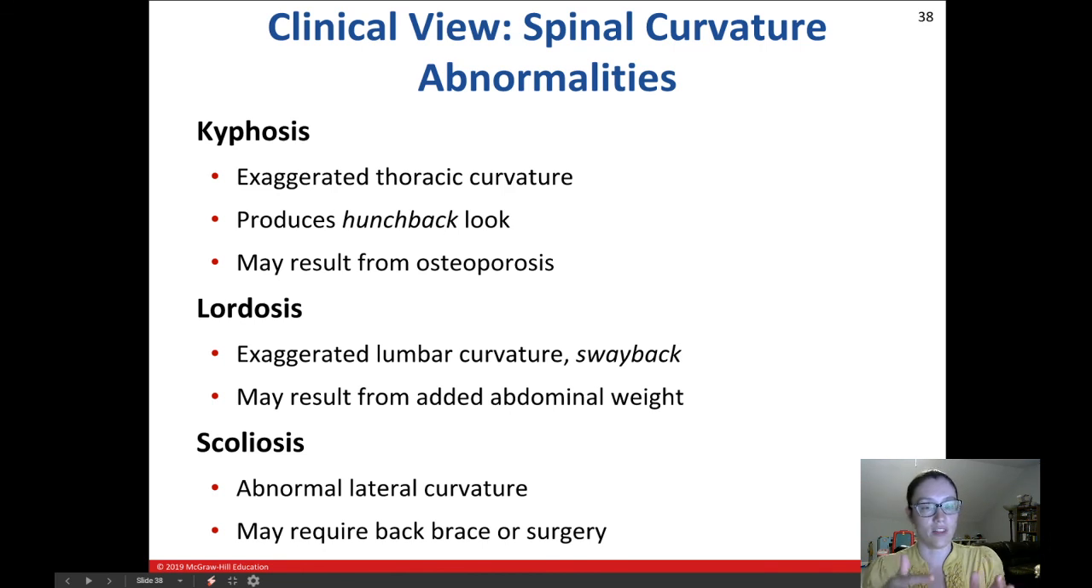Those are exaggerations of the normal curves, whereas scoliosis is an abnormal lateral curvature. Normally, your spine should be pretty straight up and down, but a lateral curvature will curve out in one direction.